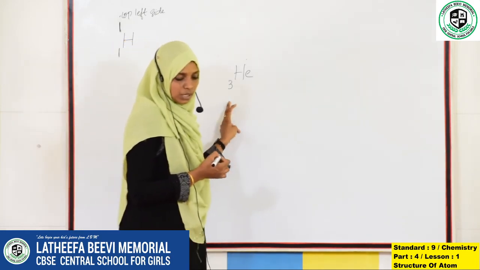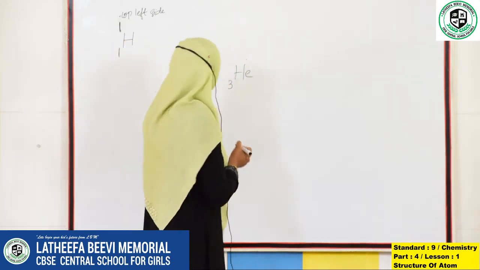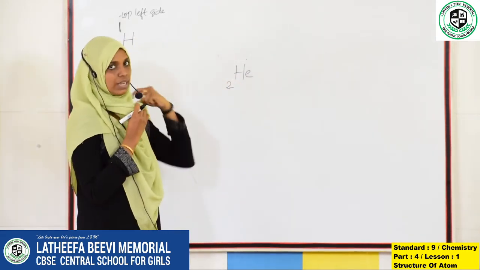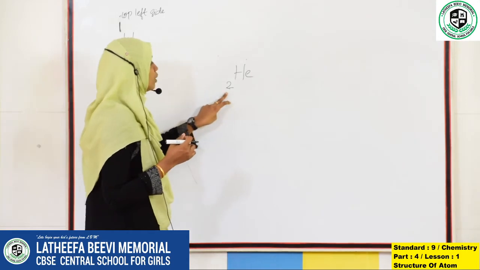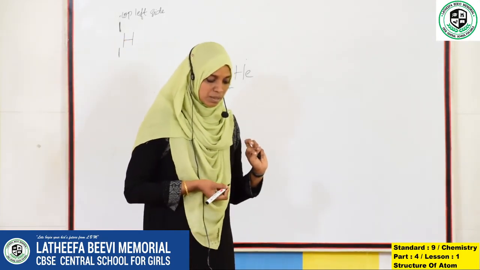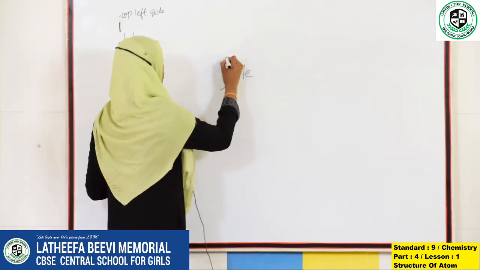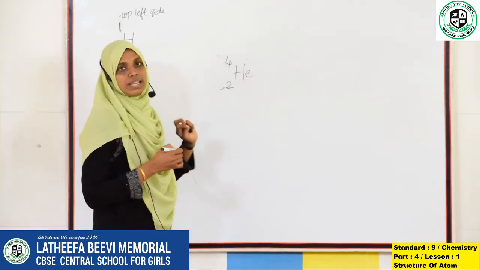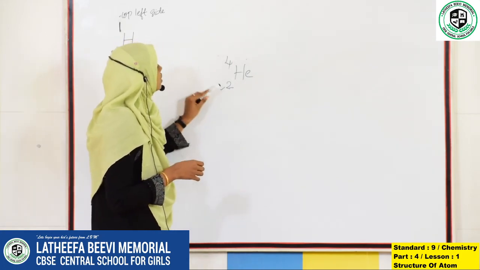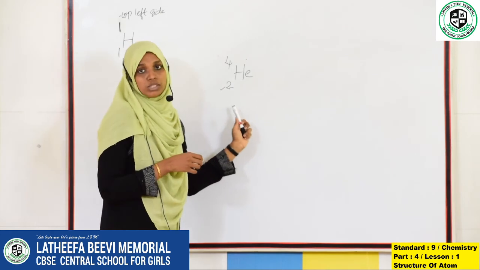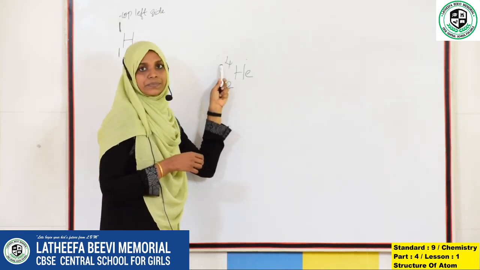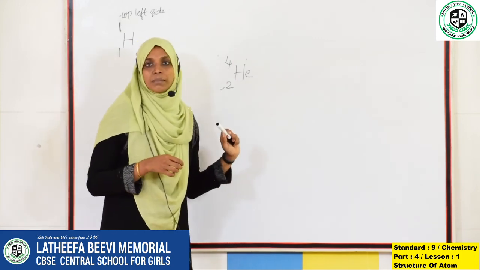And what is the mass number of helium? Sorry, helium's atomic number is 2. Hydrogen, helium, the second one is helium. So, the atomic number of helium is 2. And what is the mass number of helium? The mass number of helium is 4. Okay, mass number of helium is 4. So we write the atomic number here on the left bottom side and mass number on the left top side. This is about the atomic number and mass number.